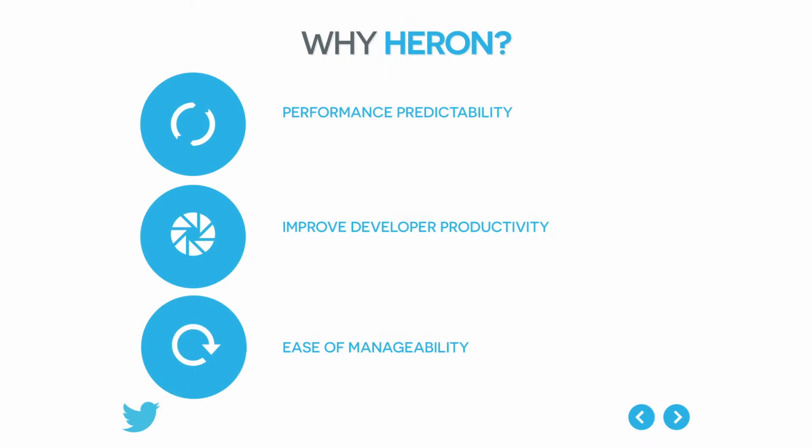The second one is improving developer productivity. We found that Storm jobs are very challenging to debug, and that hurt developer productivity, as they had to find a needle in the haystack: which bolt, which instance of the bolt, and on what machine it is running is causing issues.